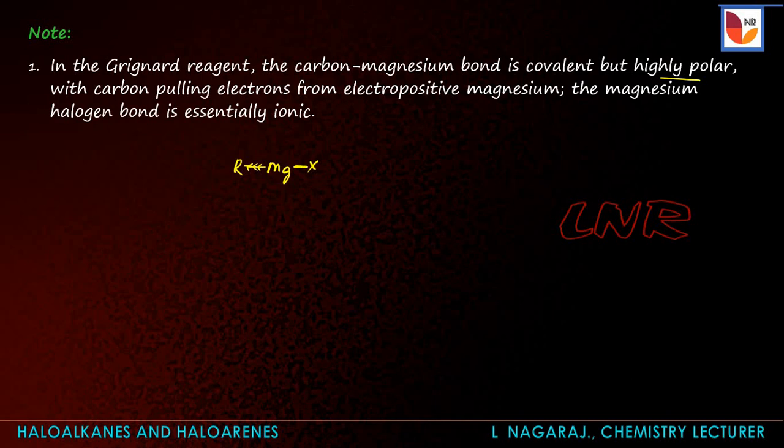That is, due to the pulling of electrons from the magnesium, the alkyl group has negative charge, and due to the electropositive nature of the magnesium it has positive charge, and the halogen has negative charge due to its high electronegativity. That is, the alkyl group has partial negative charge, the magnesium atom has partial positive charge, and the halogen atom has negative charge because of the high electronegativity of halogen.